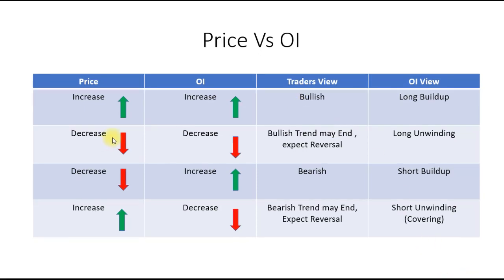Next, the second one: the price is decreasing and the OI is also decreasing. That is, the price is falling down and the OI is also decreasing. It means that at that particular zone, the traders who bought the call, or the sellers who wrote the put, are booking their profits. We call it long unwinding. So there is a pause for the bullish trend and we can expect a strong reversal from there.